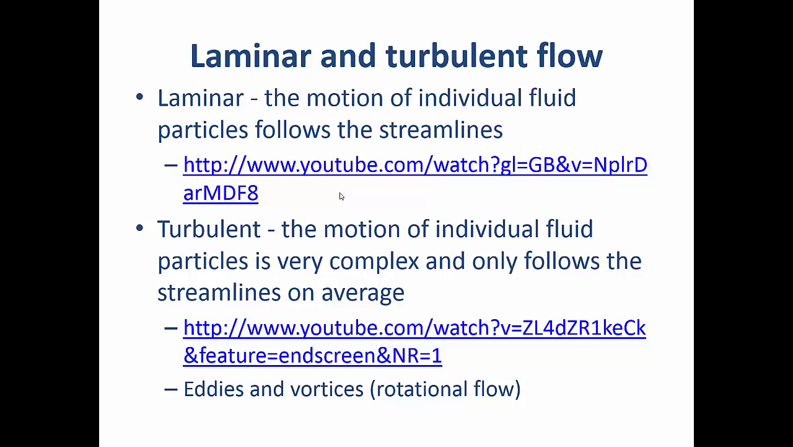Now, one of the things that the Reynolds number can be used to do is to tell us where you will go from laminar flow to turbulent flow. So in laminar flow, the motion of individual fluid particles follows the streamlines. You've got a simple flow, whereas in turbulent flow, the motion of any individual particle is very complex and only follows the streamlines on average. And there are again some links there to YouTube videos which will enable you to see the difference between these two types of flow more clearly.